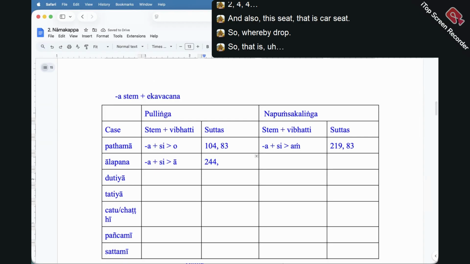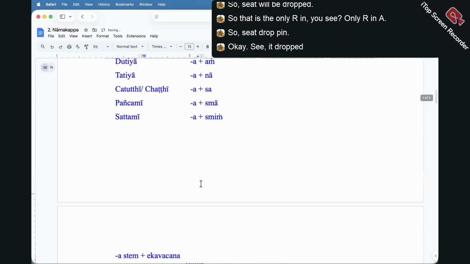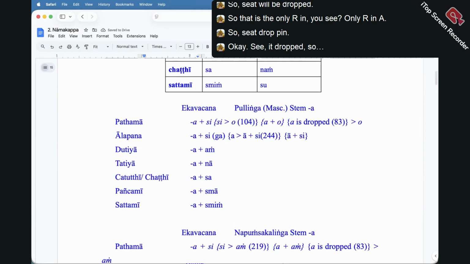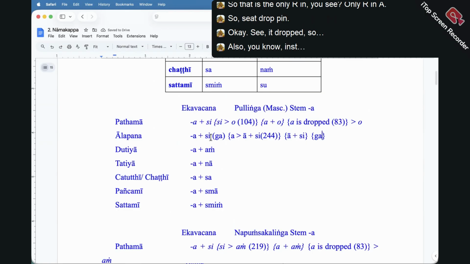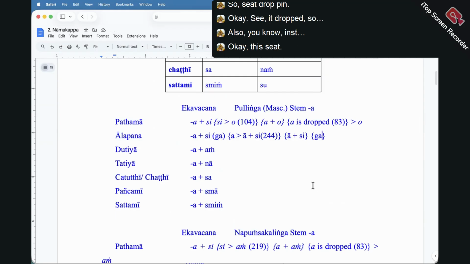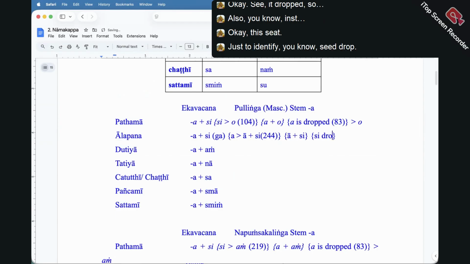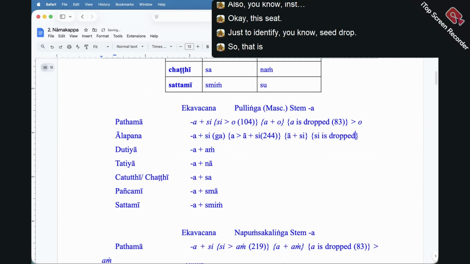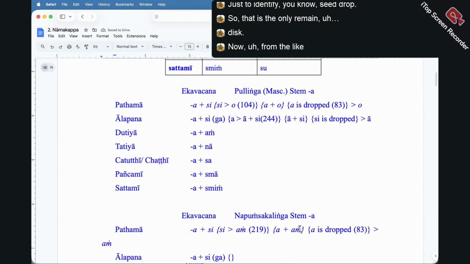So that is 220. So C will be dropped. So that is only R remain, you see, only R remain. So C drop in. Okay, C drop. So also, okay, this C, just to understand, C drop. So that is only R remain in this case. Now R from the like a Buddha or something.